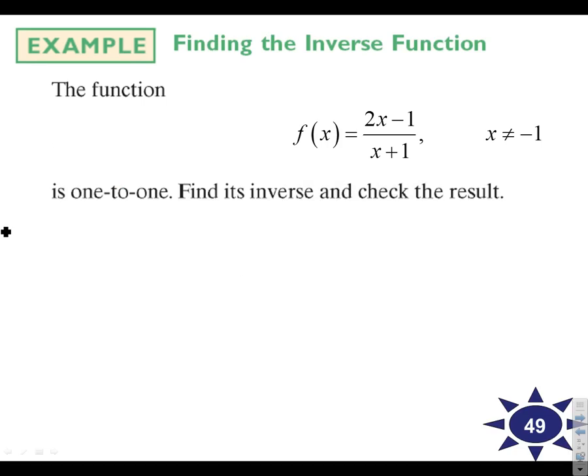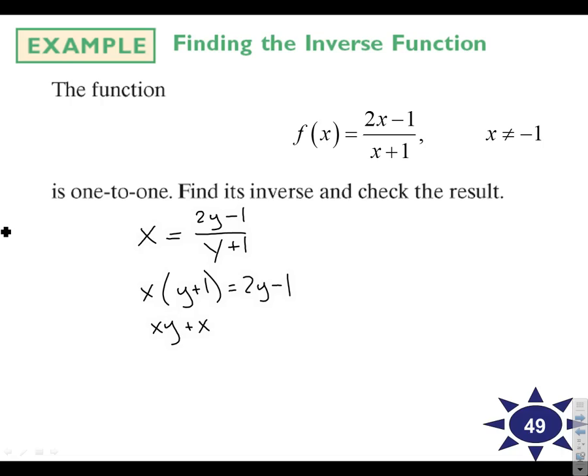Okay, let's find this one. Let's find its inverse and then check the results. So the inverse here, we're going to have x equals 2y minus 1 over y plus 1. A little trickier here. Let's multiply both sides by y plus 1. So now we want to get y by itself. So let's distribute here, xy plus x.